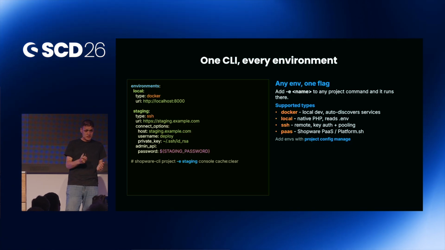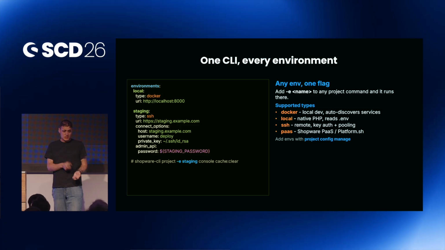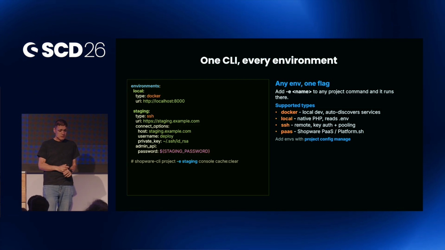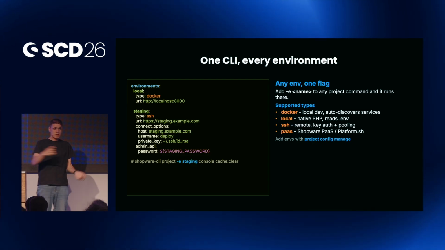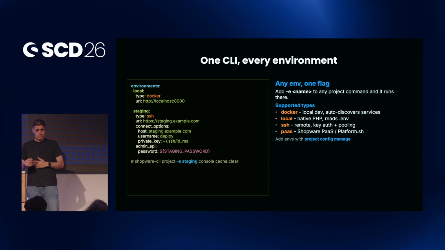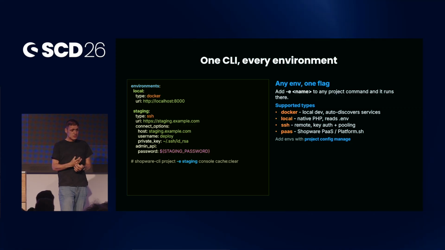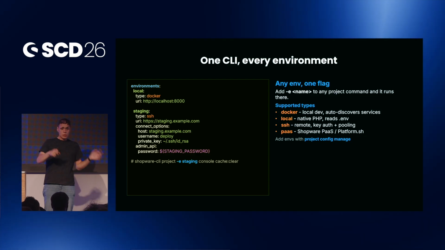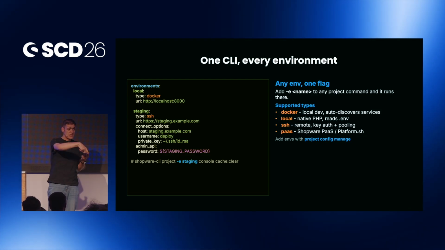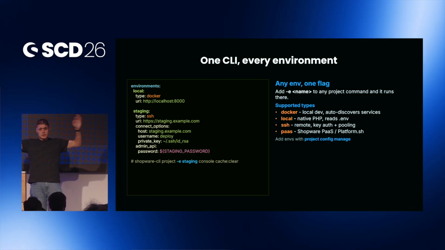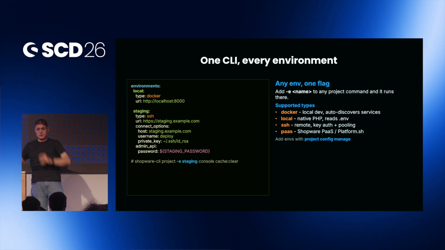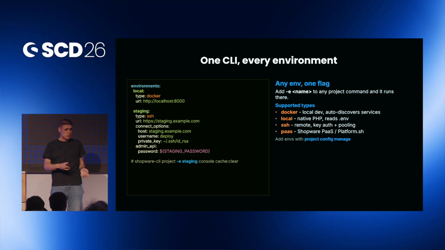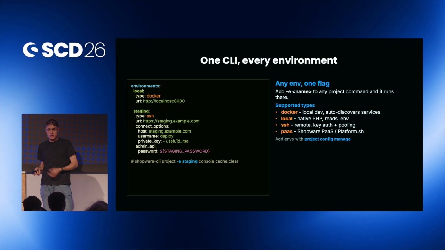And one big thing is that we want to have one CLI which can control every environment. That's the biggest thing right now in the implementation; it's partially already implemented. The idea is that you can run every shopware-cli project command locally and against your staging or production system, which lives somewhere else and is reachable via SSH.